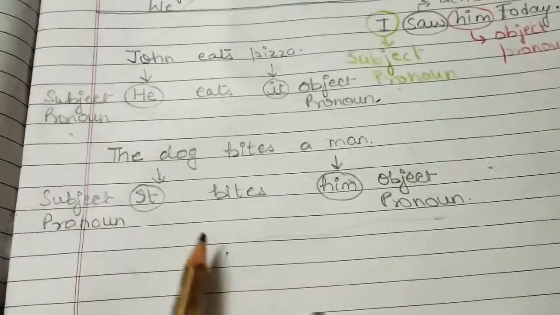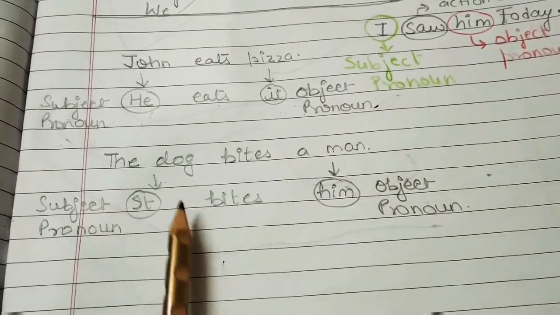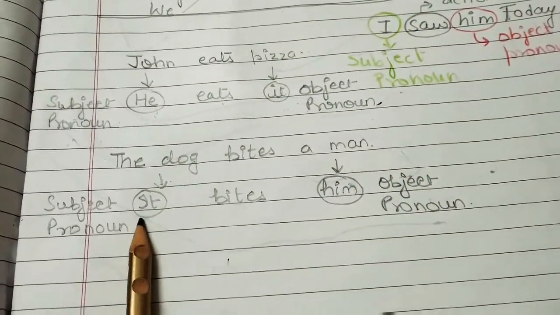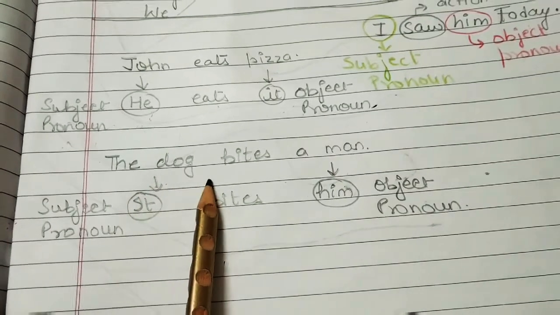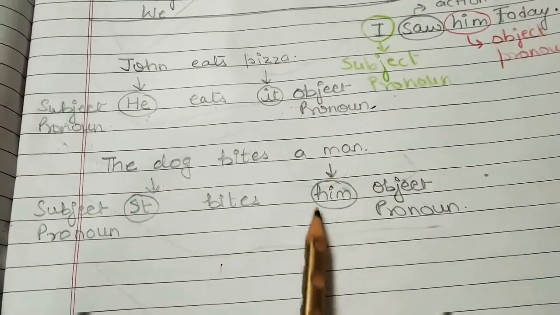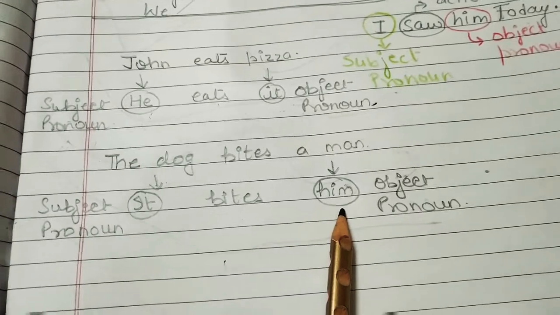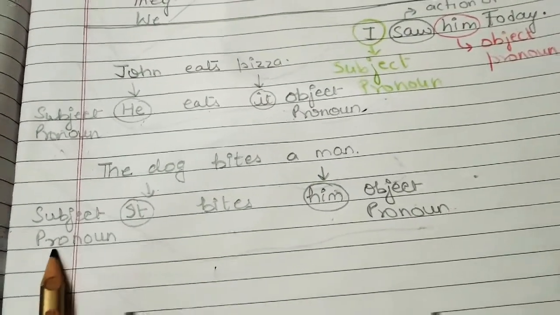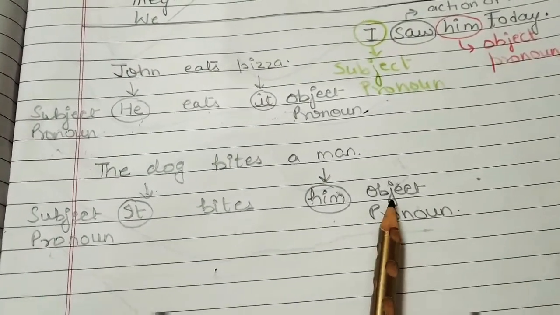Now the second example, the dog bites a man. The dog, we can use it instead of this. The dog bites a man. Instead of a man we can write him. So it bites him. It is a subject pronoun and him is an object pronoun.